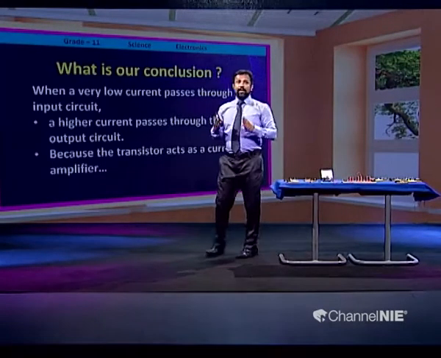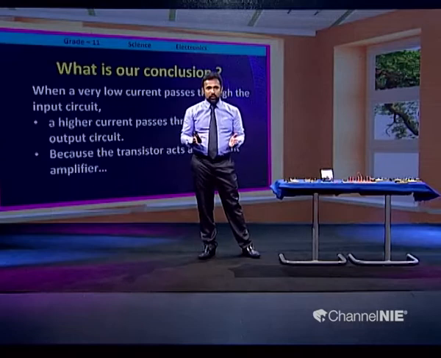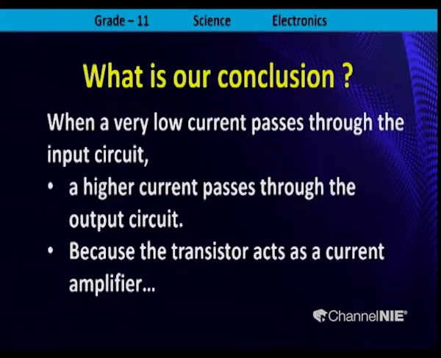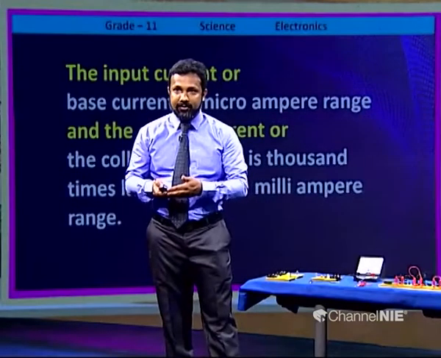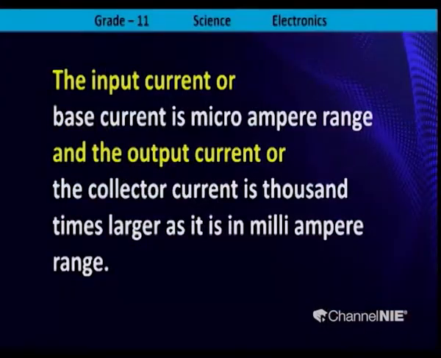Then, what is our conclusion? When a very low current passes through the input circuit, a higher current passes through the output circuit, because the transistor acts as a current amplifier. Right. The input current or the base current is in the microampere range. We call it a very small amount of current. And the output current or the collector current is 1000 times larger, as it is in the milliampere range.